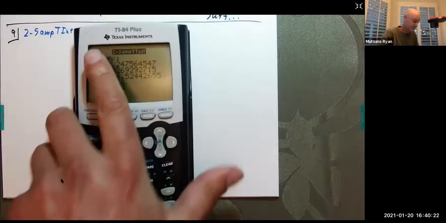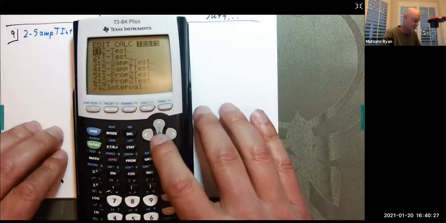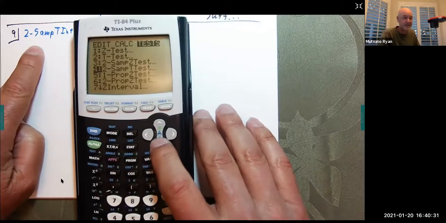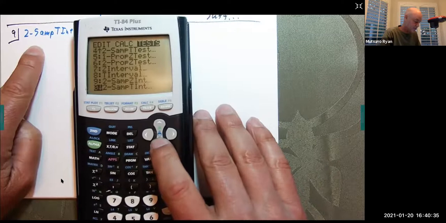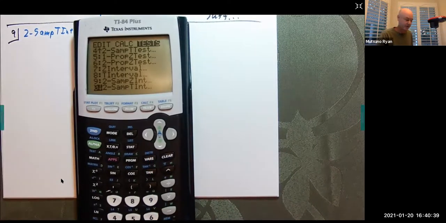We're going to go to stat tests, and we're going to go down to two sample. Now be careful, it's not a two-sample t-test. This is an interval, two-sample t-interval. Two-sample t-interval, there it is. Your numbering may be different than mine, depending on your calculator.